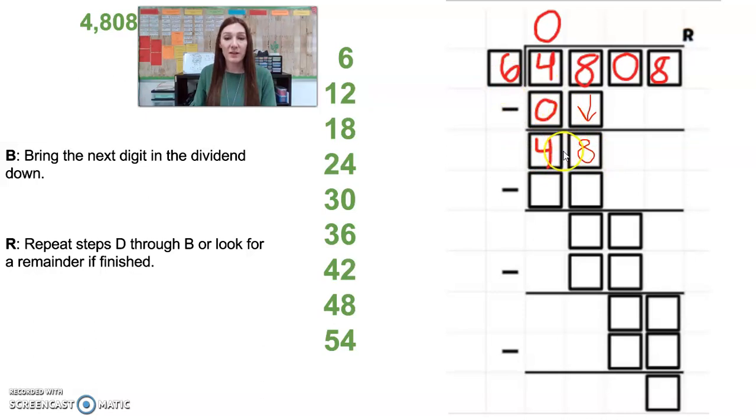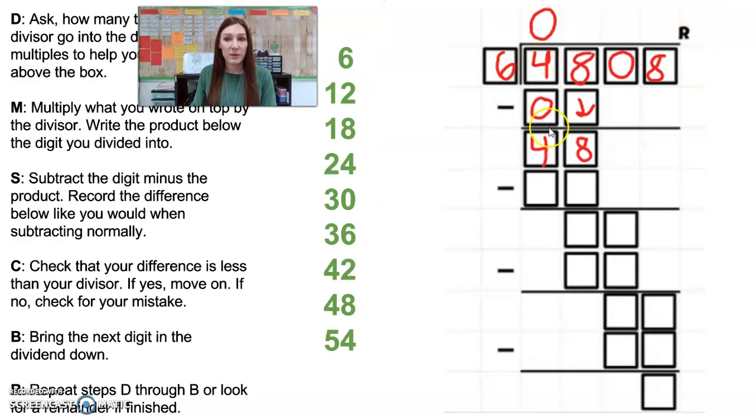I'm now dividing 6 into 48. Let's go to our multiples and see how many times we can do that. I can go 1, 2, 3, 4, 5, 6, 7, 8 times exactly. 8 times 6 is 48. 8 minus 8 is 0. 4 minus 4 is 0. I'm going to check to see, is my remainder smaller than my divisor? 0 is smaller than 6.